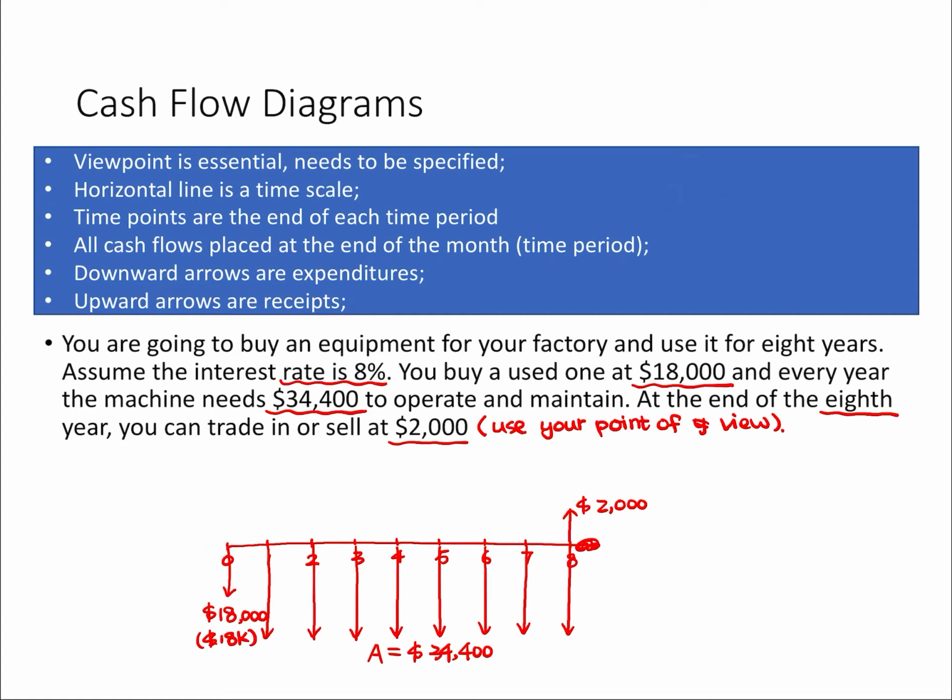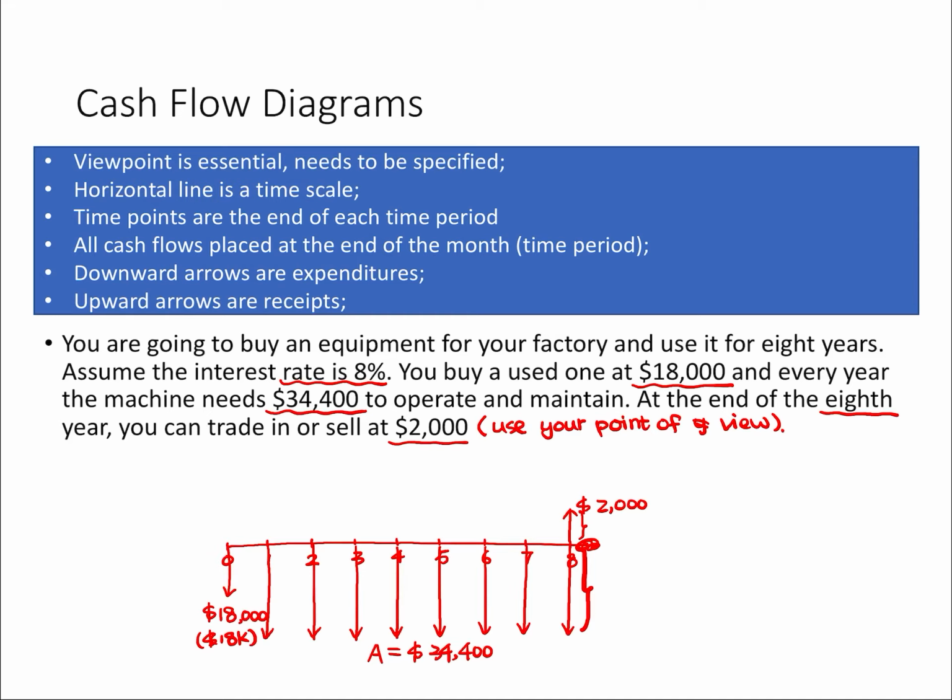Okay. And we said we want to draw the length of the arrow to scale, which means if you have a larger amount, that length will be longer than a smaller amount on your diagram. So you can see the arrow length of the 34,000 is much longer than the length of 2,000.